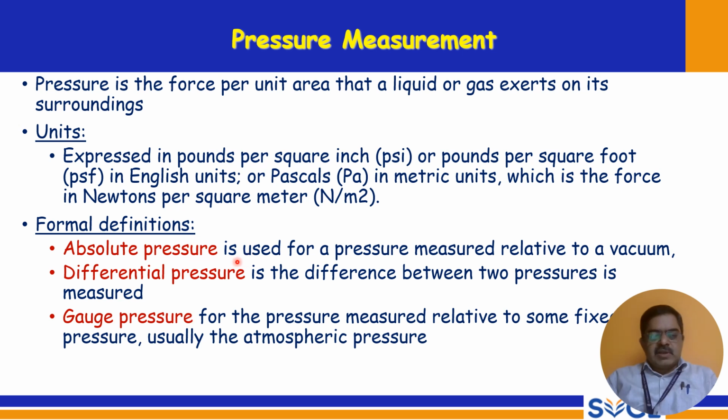Here, absolute pressure is used for a pressure measured relative to vacuum. So relative to vacuum, the absolute pressure is measured. Differential pressure is the difference between two pressures. Gauge pressure is pressure measured relative to some fixed reference pressure, usually the atmospheric pressure. So these are the three formal pressures.